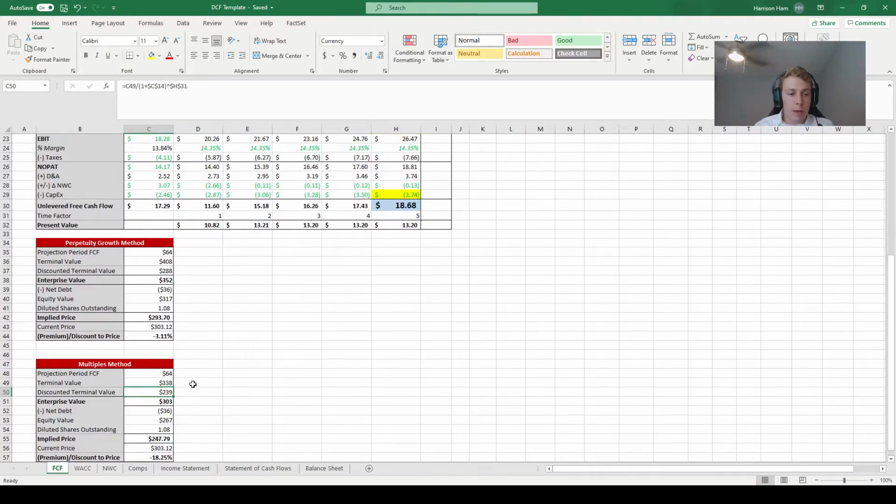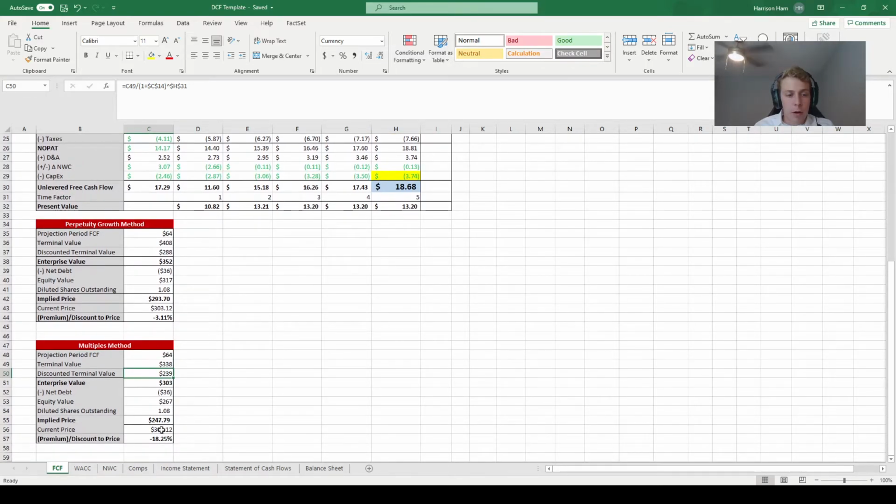The good news is we already have all of our other formulas in place, so we already have our implied share price of $247, which implies that Home Depot is currently trading at around an 18% premium compared to the implied price, which suggests that it's overvalued.